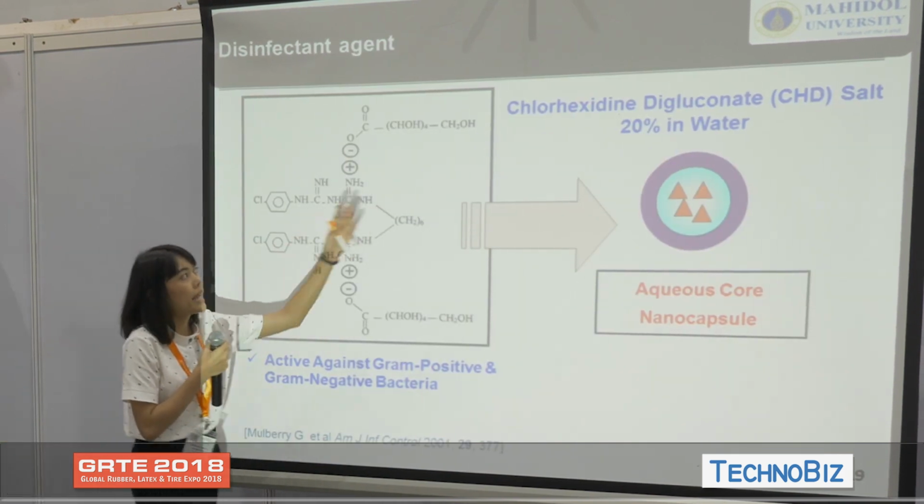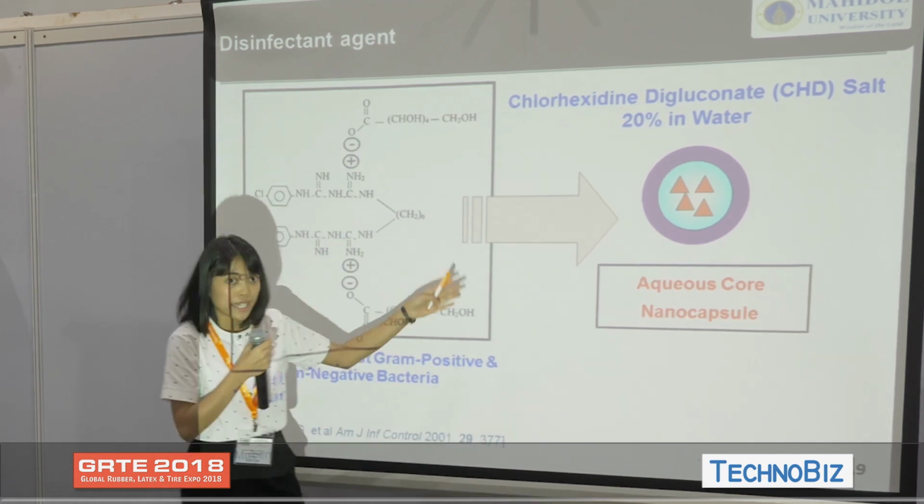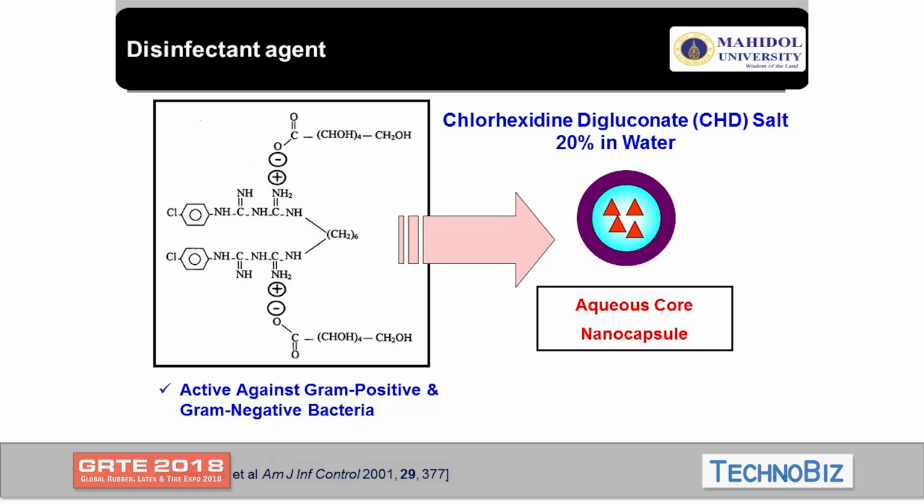And chlorhexidine digluconate, or CHG, was chosen as the disinfectant agent in our work. As shown in this chemical structure, CHG has activity against gram-positive and gram-negative bacteria. So, in our work, an aqueous core nanocapsule was prepared with this model. This is the CHG molecule dissolved in our aqueous phase and surrounded by a polymer shell.